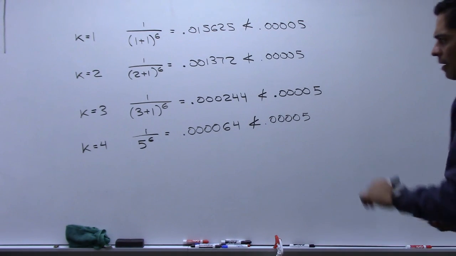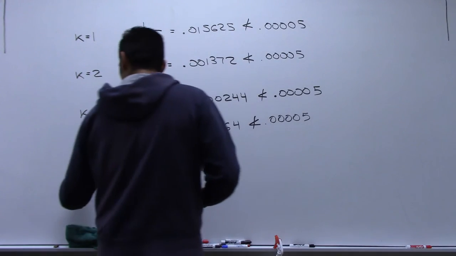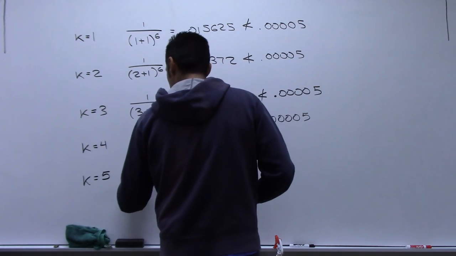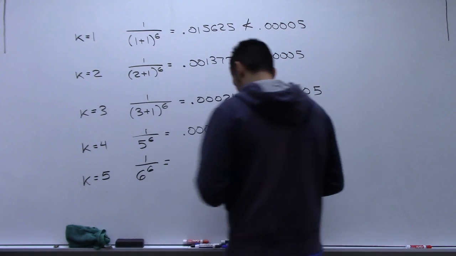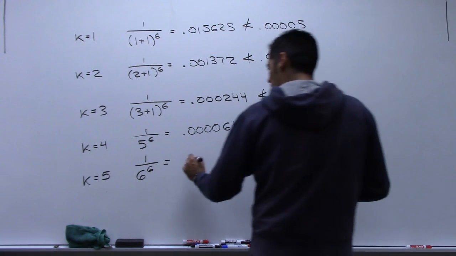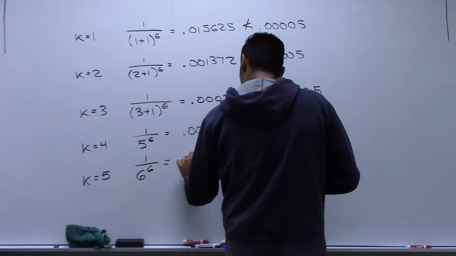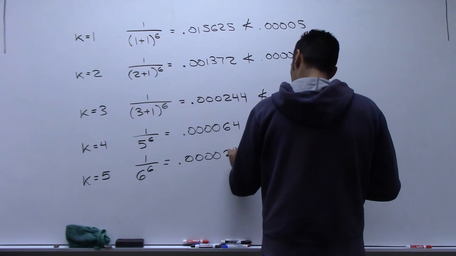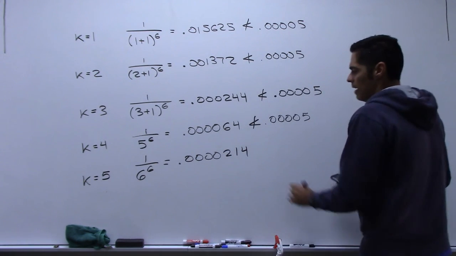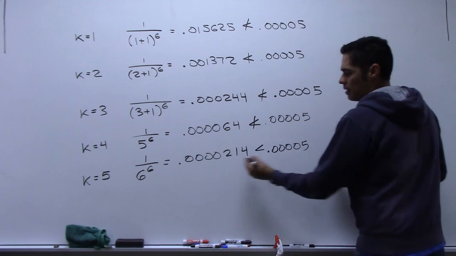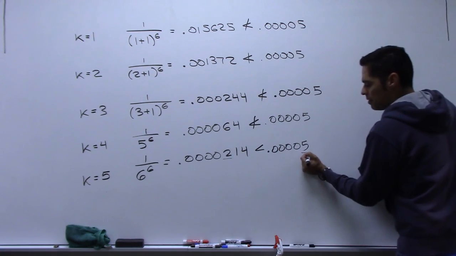And so I think it would be safe to say if I use 5, it'll work. Let me just check it. K is 5, I get 1 over 6 to the 6th. 1 over 6 to the 6th. I get 0.0000, 214, something like that. And that is less than 0.00005 because this number is smaller than this number.